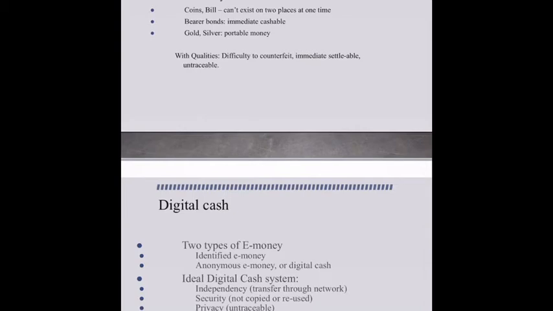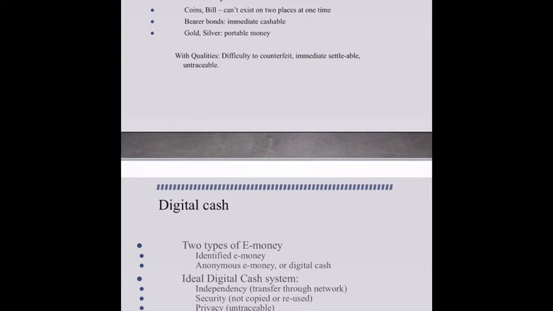And right now there is digital cash. Two types of e-money: identified e-money and anonymous e-money, or digital cash. An ideal digital cash system: the first one is independence, transfer through network, security, not copied or reused, privacy or untrackable, offline payment or peer to peer, transferability to another person, and divisibility. Digital cash can be divided into smaller amounts.